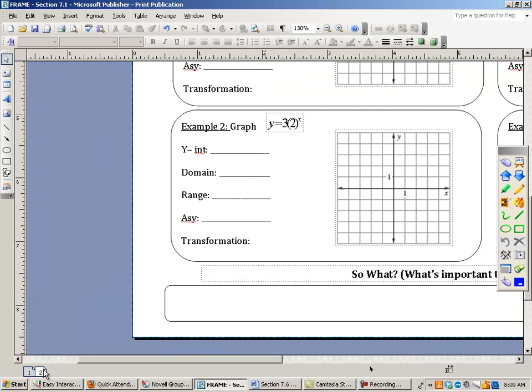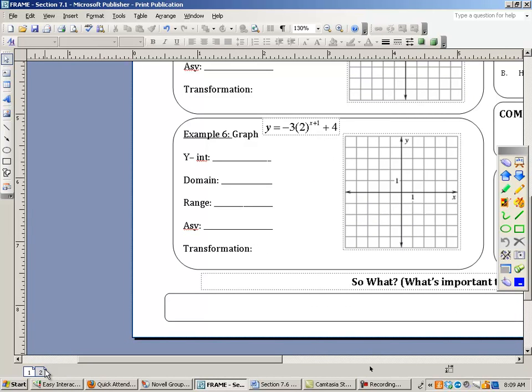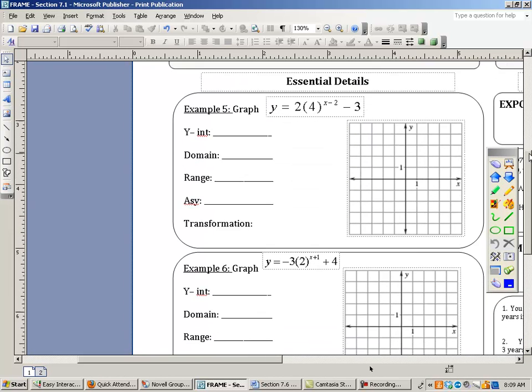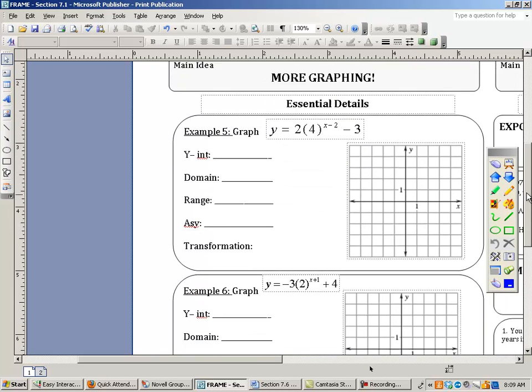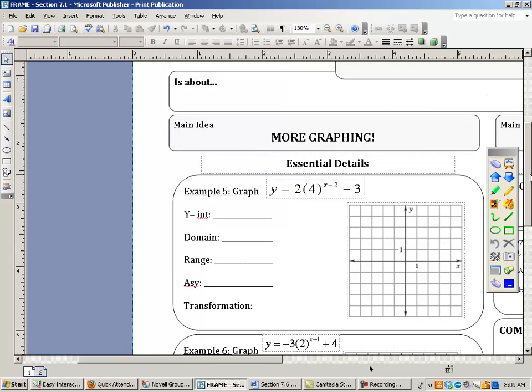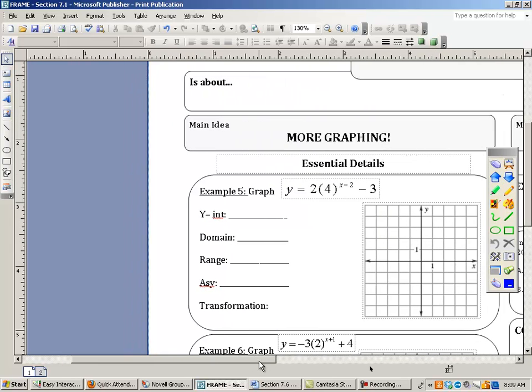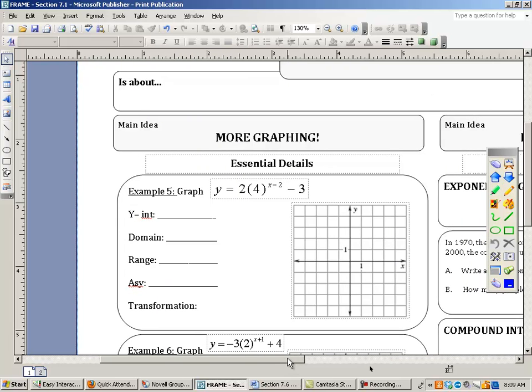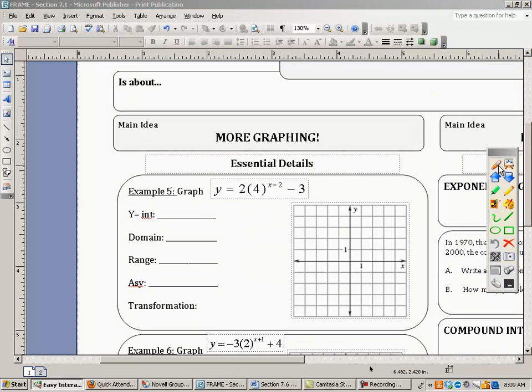So let me slide over here. Actually, let me pull this one back up. Let's take a look at example 5. I want to start talking about what this formula means. So I'm going to give you this formula again. y equals a times b to the (x minus h), we'll put that in parentheses, plus k. And we wanted to describe again what this does.